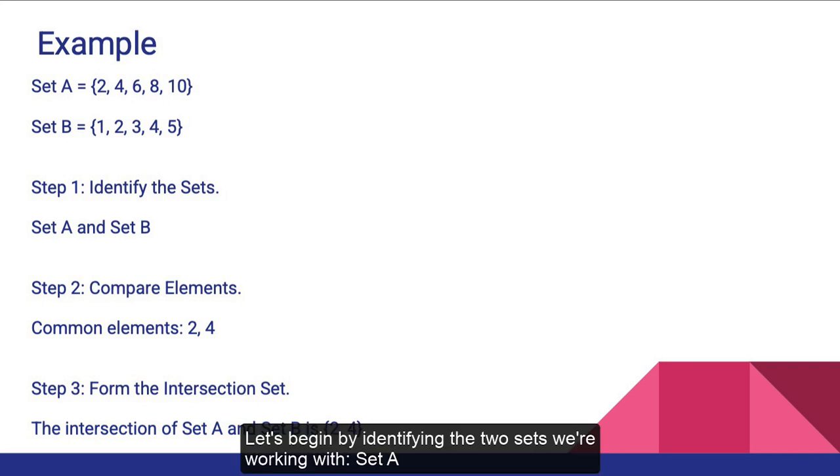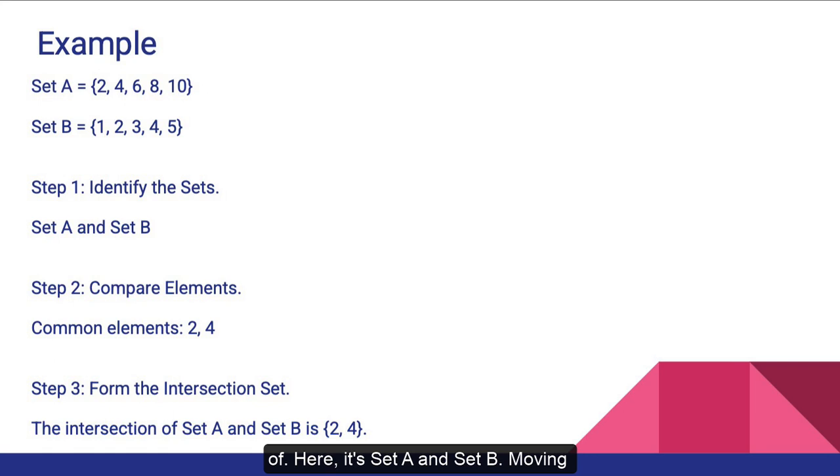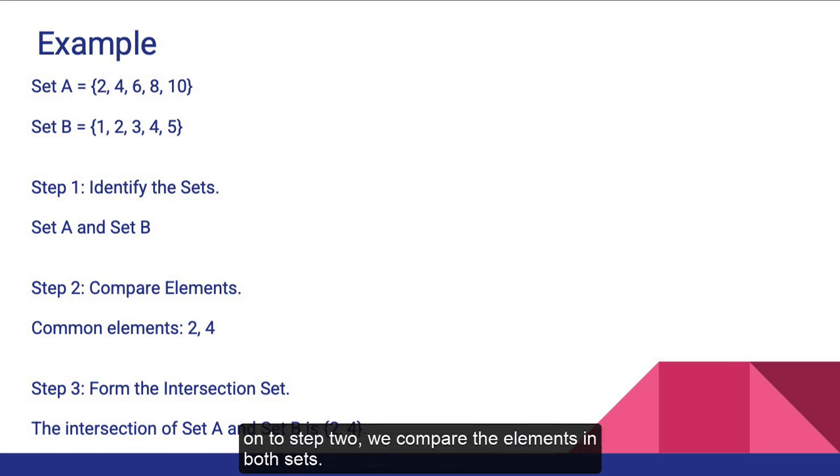Let's begin by identifying the two sets we're working with, set A and set B. Set A contains 2, 4, 6, 8, 10, and set B contains 1, 2, 3, 4, 5. In step 1, we identify the sets we want to find the intersection of. Here, it's set A and set B. Moving on to step 2, we compare the elements in both sets. Our goal is to identify the elements that appear in both sets.